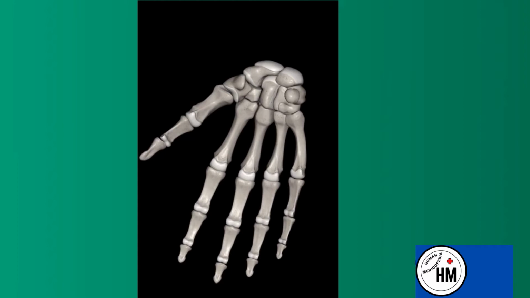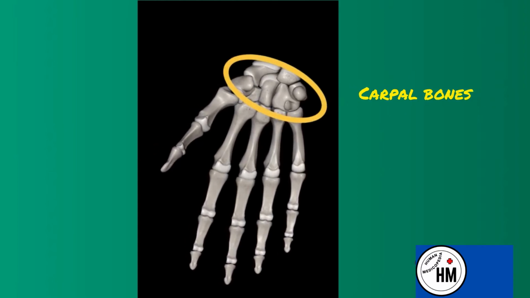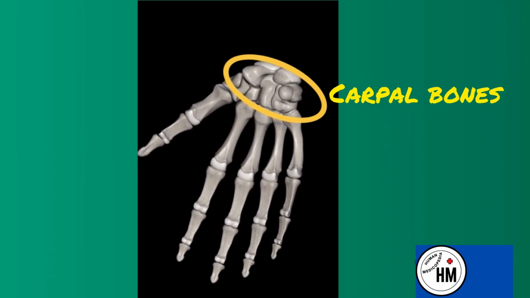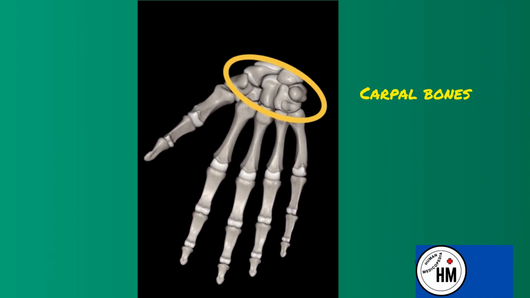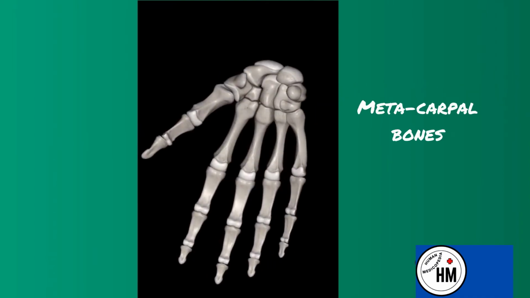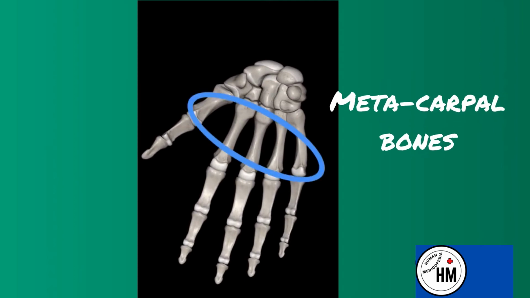In 3D diagram, you can see that these are carpal bones. Carpal bones are interconnected with intercarpal joints. Five metacarpal bones are present in the palm.